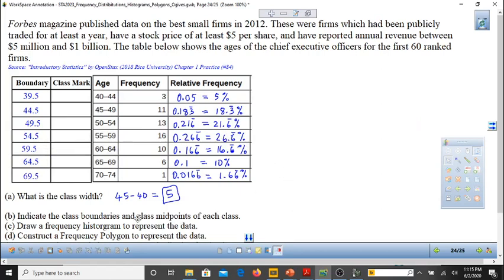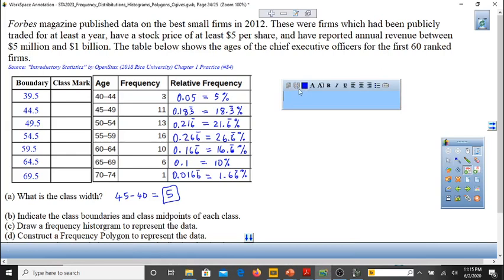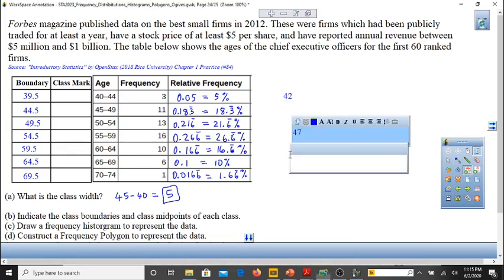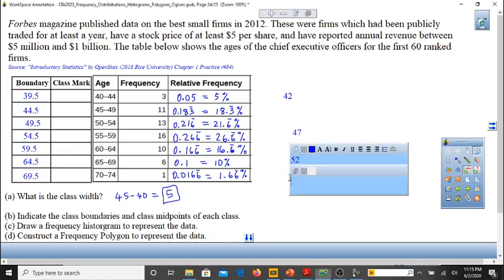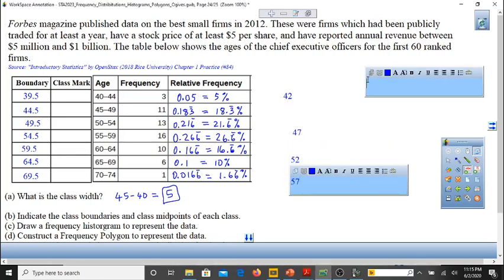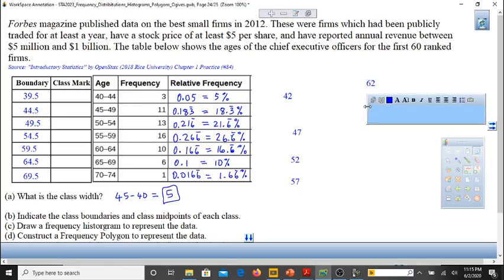Now, the next part is the class midpoints. And as you can see, the halfway mark between 40 and 44 is 42. All right, 40 plus 44 is 84, divided by 2 is 42. So now we still have that information to put in. That's relatively easy. 42 plus 5 is 47, plus 5 is 52, plus 5 is 57, plus 5 is 62, plus 5, 67, plus 5, 72.